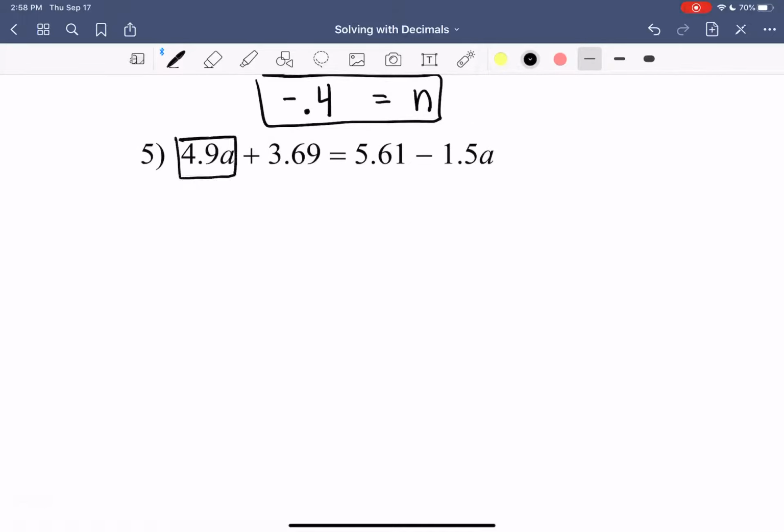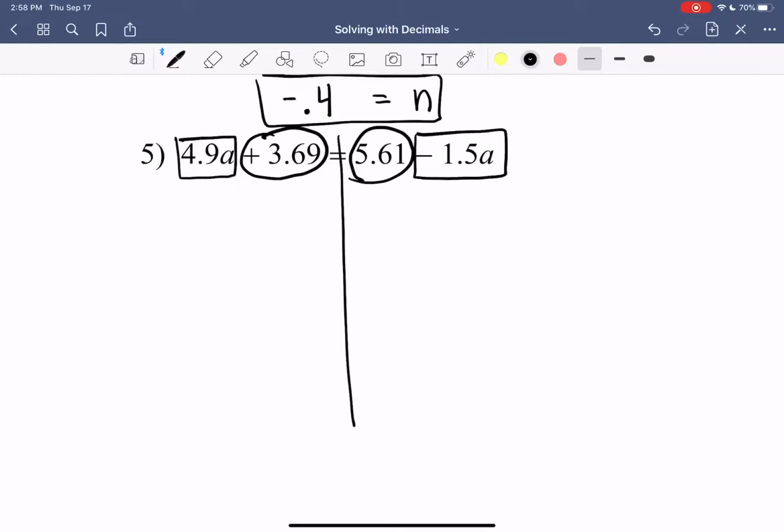a box our variables, circle our constants, draw a line, circle constants, and box our variables. So again, we're going to first ask ourselves if it has any like terms on the left side, which we do not, or the right, and we do not. So we're going to go down to our second one to identify if we have variables on both sides. So we do have variables right here. We have 4.9a and we have negative 1.5a.